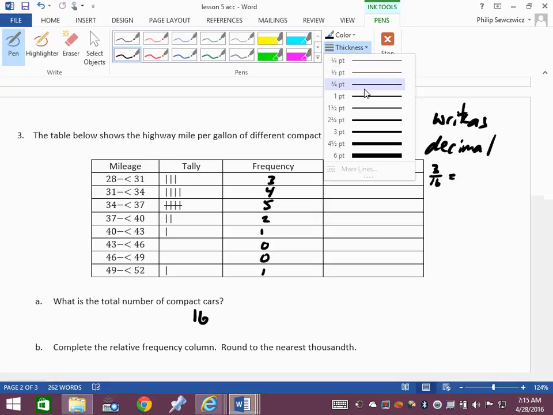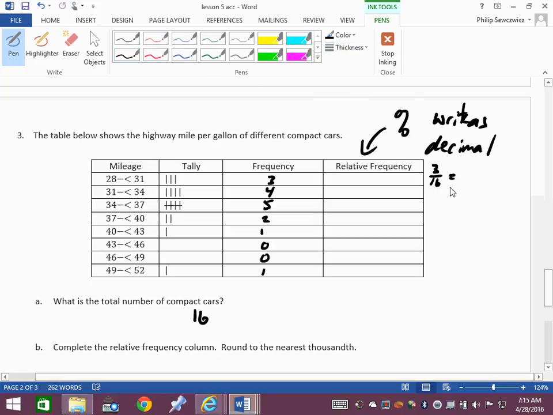I can change this thickness a little bit. Let's drop it on down. There we go. So we've got 3/16. You can reach for your calculator and simply type in 3 divided by 16. We're just changing it into a decimal. That is 0.1875. Round that to the thousandths. Tens, hundreds, thousands. Look to the right. Yep, we're rounding. And there we go. We've got 188 thousandths. So the idea is, if we change this into a percent, this happens about 19% of the time.